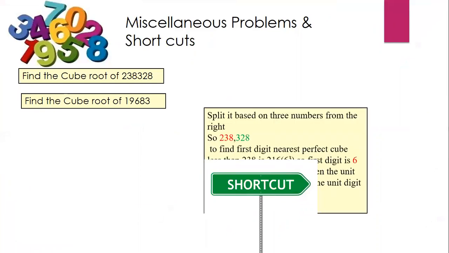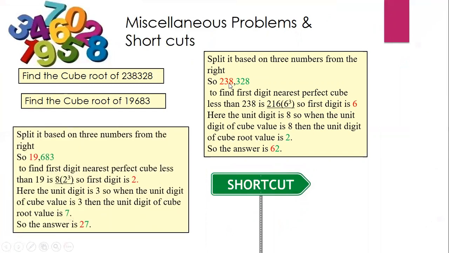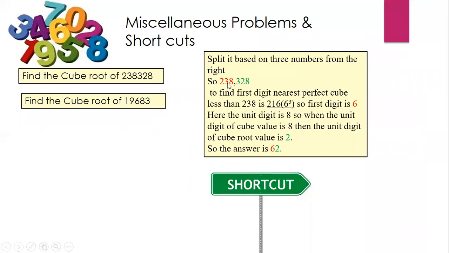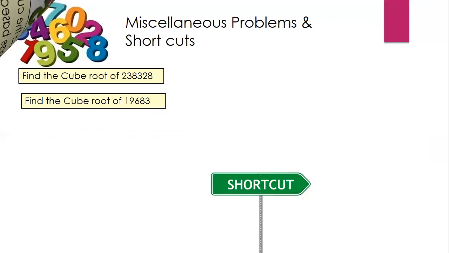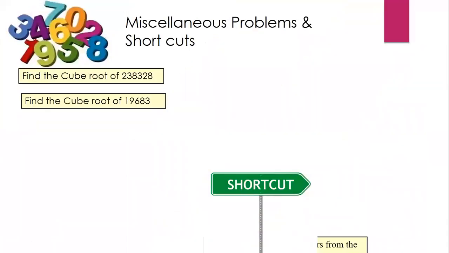Now, find the cube root of 238328. So, 238328 here, we need to take from the right hand side 3 digits. Okay. So, here nearest perfect cube for 238, we know 216. So, first digit will be 6. Here we have 328. So, 328, it is ending with 8. When it is ending with 8, we know when I take the cube root, my unit digit will be 2. Right? So, our answer will be 62.